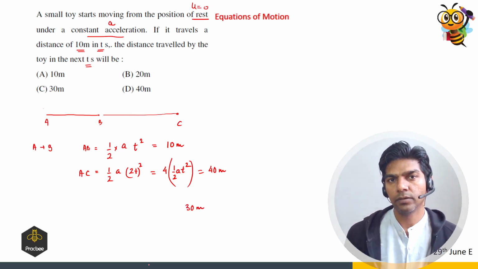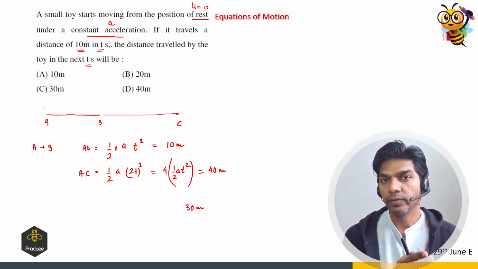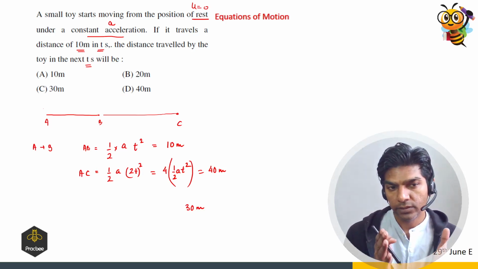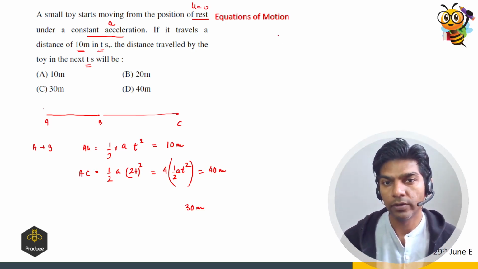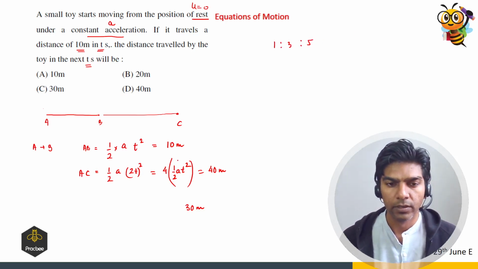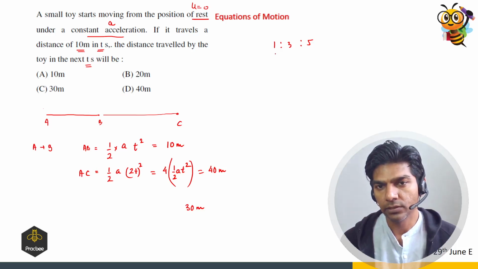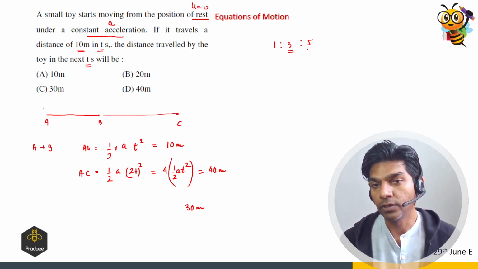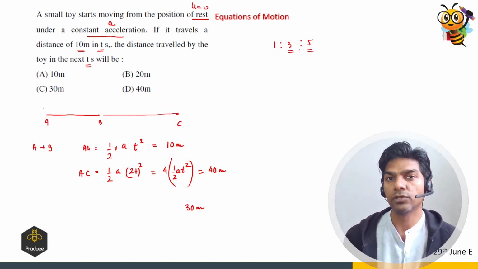So can you see, when the particle is released from rest and it is moving with a constant acceleration, then the displacement in successive equal time intervals will be in odd ratio. So it will be 1:3:5 like this. In the first t seconds it has covered a displacement 10. In the next t seconds, it will cover 30. In the next t seconds, it will cover 50. So like this, you can remember also. This is also known as Galileo's law of odd numbers.